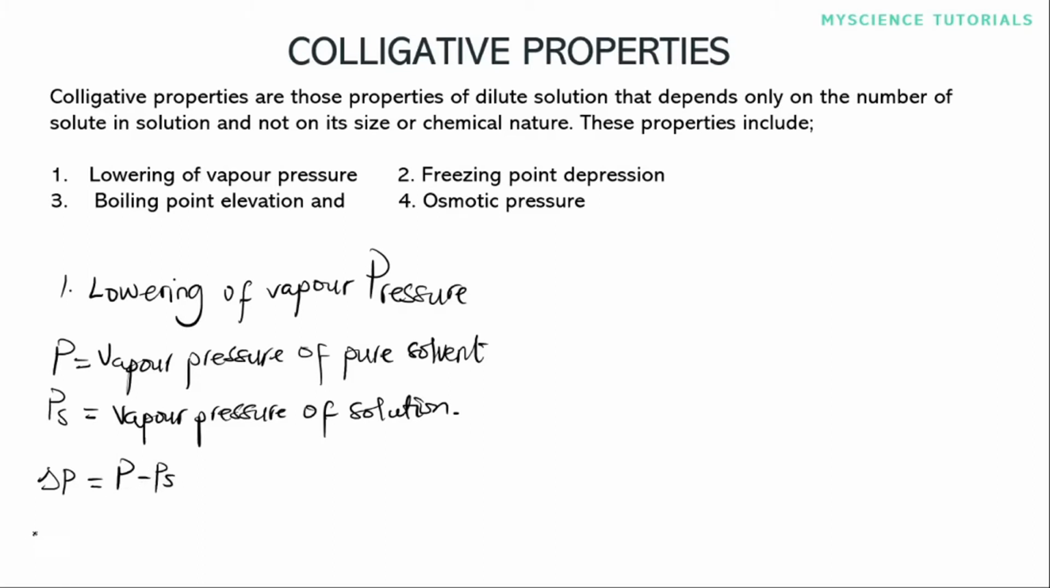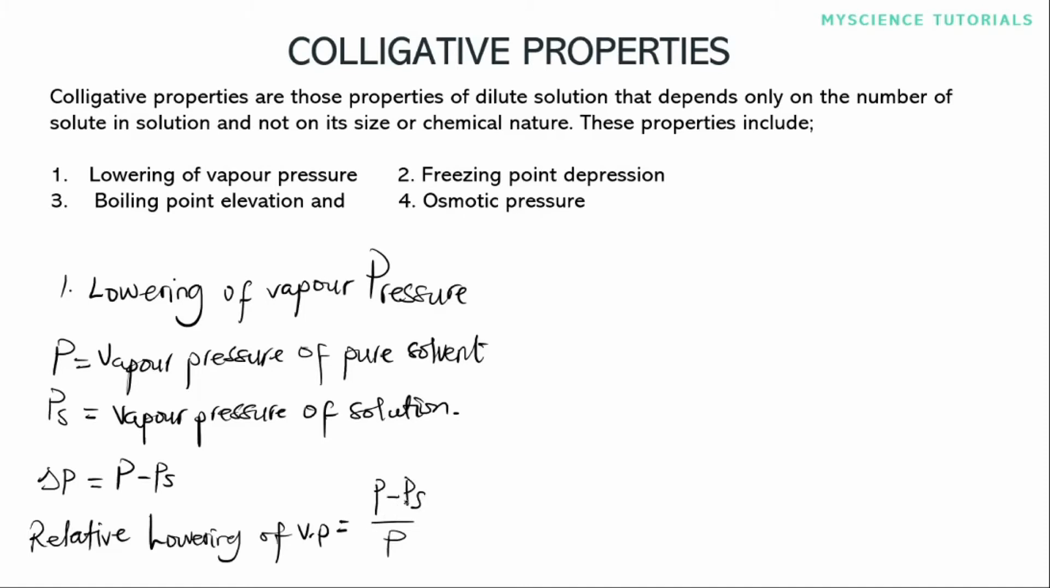Now we can also calculate the relative lowering of vapor pressure. If we want to find the relative lowering, we just divide the vapor pressure lowering by the vapor pressure of the pure solvent. So it becomes P minus PS over P as the relative lowering of vapor pressure.